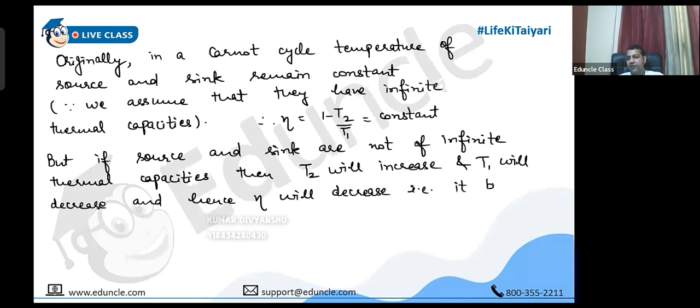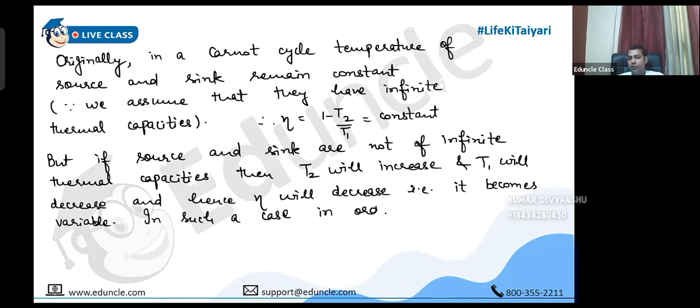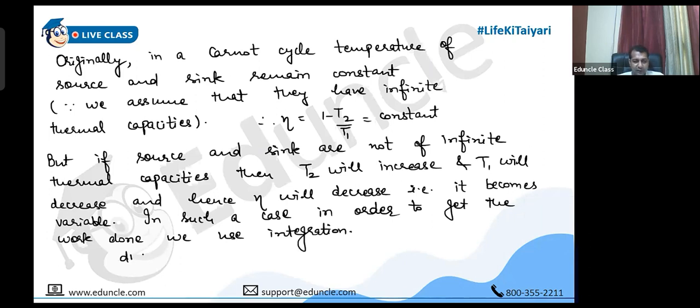that is, it becomes variable. The main thing is I want to say it becomes variable, but I've given you the explanation also that it will decrease in reality. So in such a case, in order to get the work done, what do we have to do? We use integration.